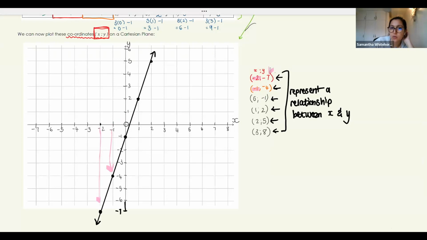Good. And those correspond with the y. So at -2, it was -7. So if I now read across from -2, I get -7. At -1, it was -4. So if I read across from -1, I get -4.